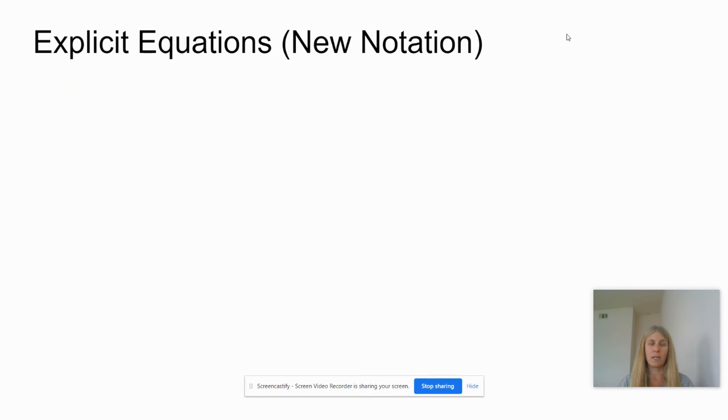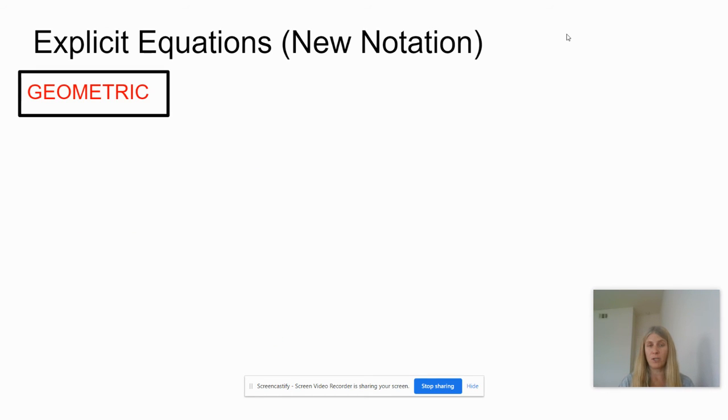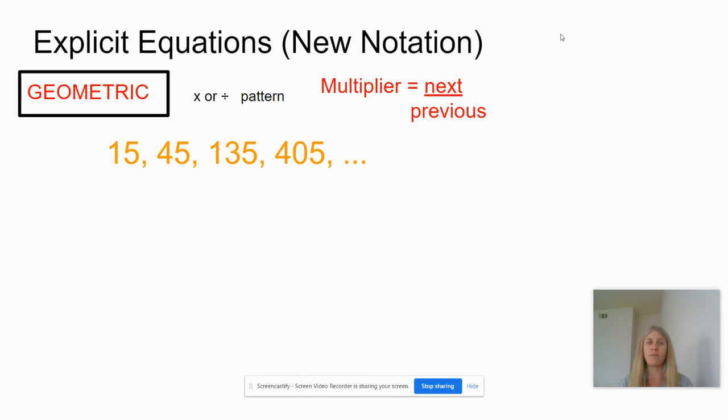Okay, now let's go ahead and take a look at the same thing for geometric. So we know that geometric is a multiplication or dividing, and we know that we always write it as a multiplication pattern. And we learned that if we can't obviously see that multiplier, we just go the next term divided by the previous. So here we have 15, 45, 135, 405. So we take any of those two numbers and we go next 135 divided by previous 45, and we can go ahead and see that our pattern is times 3.